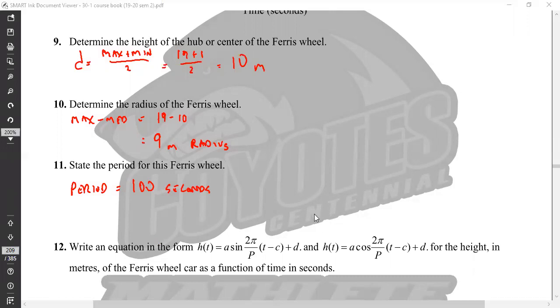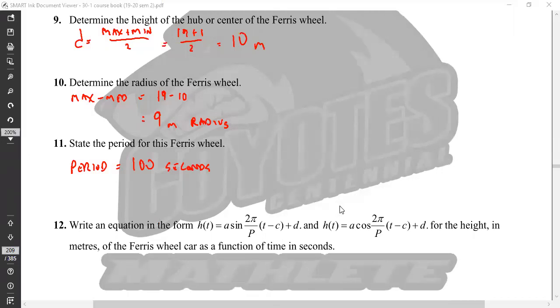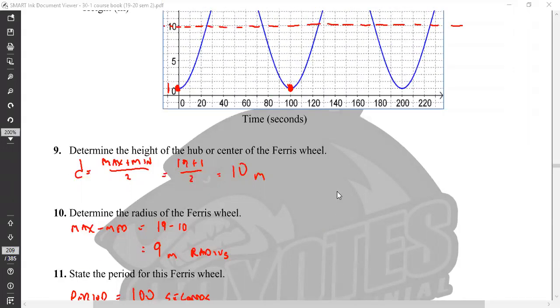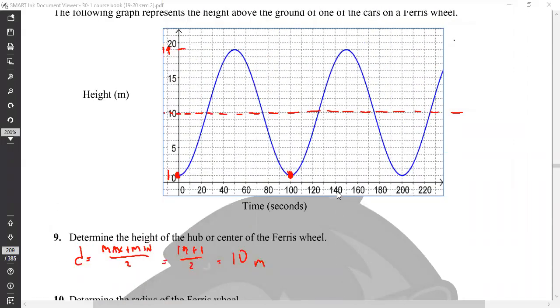Write an equation in this form, both for sine and for cosine. I'd like you to take a second to do this. Press pause, write both of these equations. Let's just do each of these, and let's just see what you give me, either way. So let's just do both these. Hit pause and go ahead and do these.